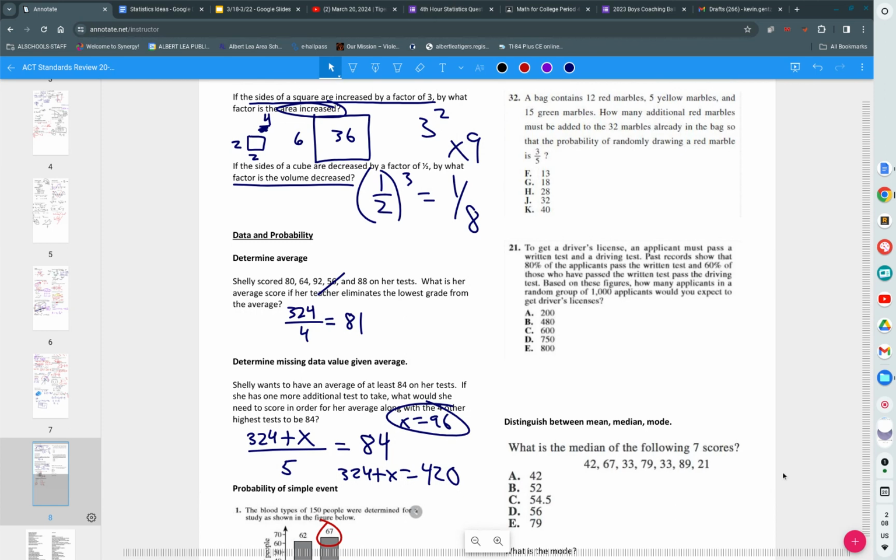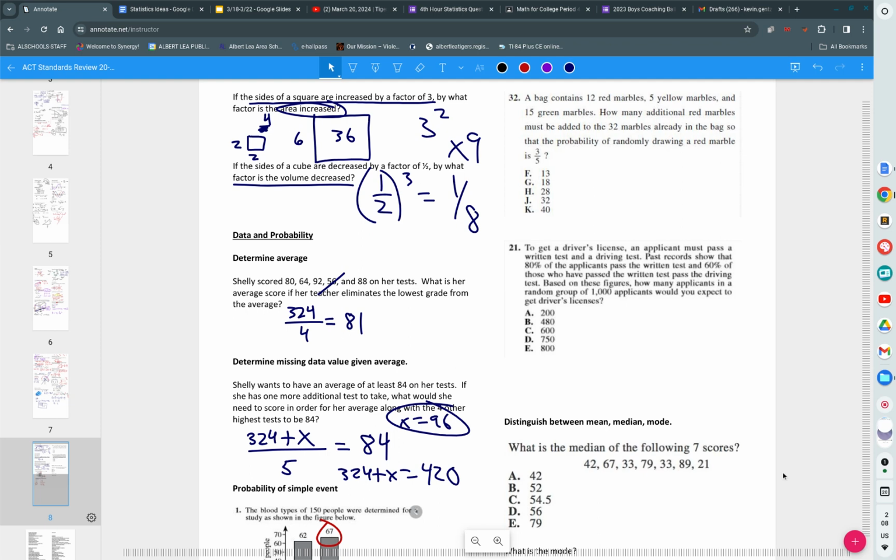A bag contains 12 marbles, 5 yellow and 15 green. How many additional red marbles must be added to the 32 already in the bag so that the probability of randomly drawing is 3 out of 5? We're going to give you 1 minute and 40 seconds to try this. Go ahead.